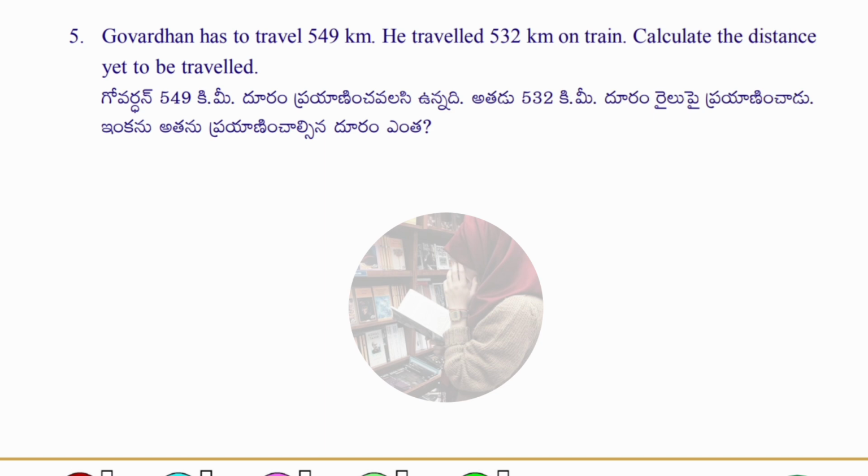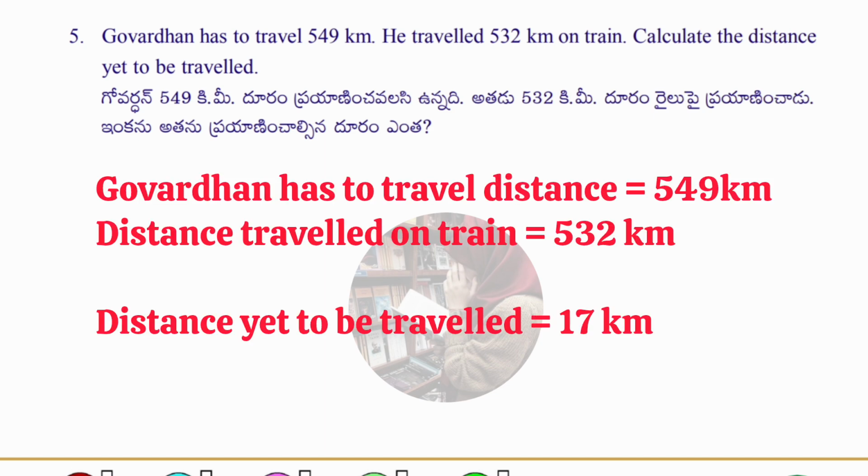Now we'll see the last problem, which is Govardhan has to travel 549 kilometer. He traveled 532 kilometer on train. Calculate the distance yet to be traveled. Okay, solution is Govardhan has to be traveled distance equal to 549 kilometer. Okay, distance traveled on train is 532 kilometer. Okay, now the distance yet to be traveled is, if you do the minus, you will get 17 kilometer. That is your answer. Okay, guys, have you got the problem?